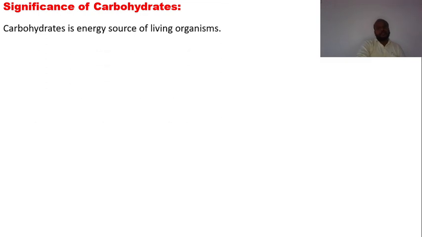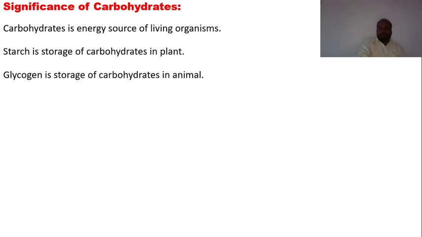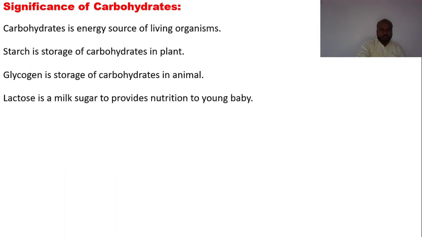So I think you have understood the carbohydrate. Finally we discuss the significance of the carbohydrate. Carbohydrate is the energy source of living organisms. Starch is the storage of carbohydrate in plants, and glycogen is the storage of carbohydrate in animals. That means in plants the carbohydrates are in the form of starch and cellulose, while in animals they are stored in the form of glycogen.